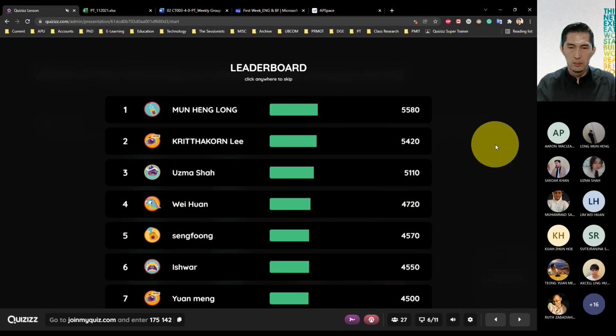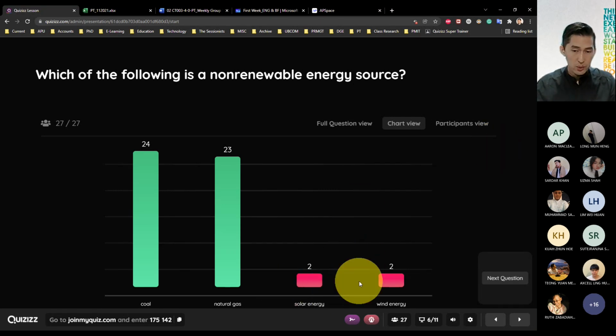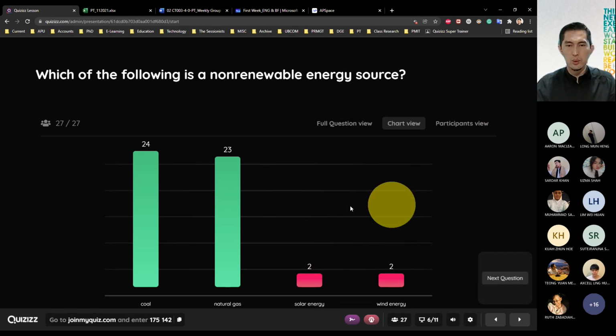Okay. So evidently from the answer you've gotten in the previous question, this should be quite straightforward. So it's referring to coal and natural gas. I'm assuming for those of you who chose solar and wind energy, it is either a misclick, right? As you would know, these two are definitely renewable energy sources, yeah?